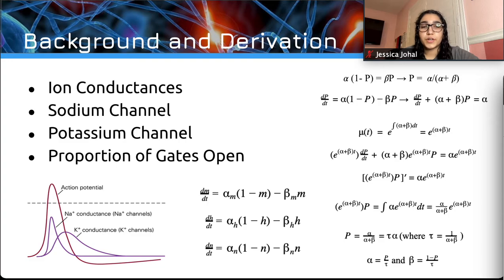Each sodium channel has 3 activation gates, which are called the M gates, and 1 inactivation gate, which is the H gate. Every gate must be open for the channel to be open, for ions to flow through. The M gates open rapidly in response to depolarization, while the H gate closes slowly in response to depolarization. At rest, the M gates are closed and the H gate is open. When the membrane is depolarized, the M gates will open and the H gate will slowly close.